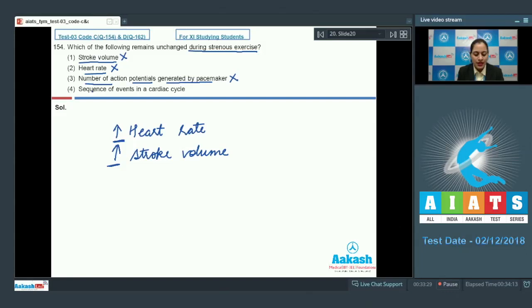Our last option is sequence of events in a cardiac cycle. And this is a correct answer to our question, because the sequence of events in a cardiac cycle remains unchanged during strenuous exercise. So the correct answer for this question is option number 4. Let's proceed to the next question.